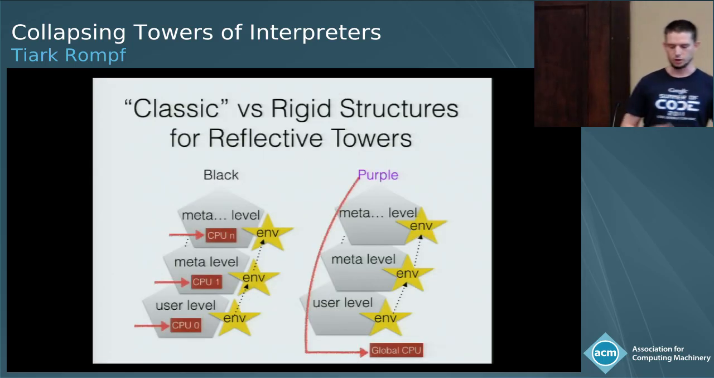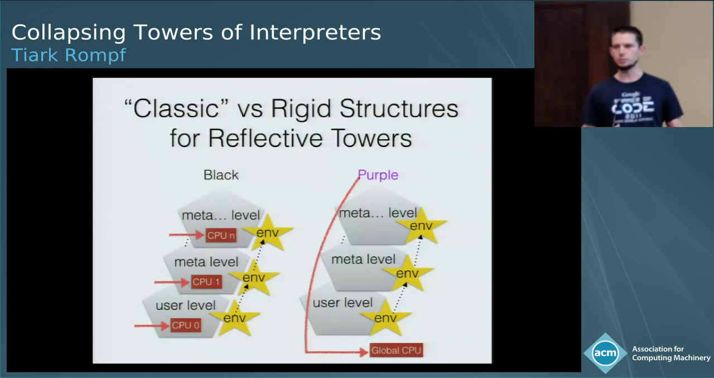And in order to make this work, we had to make some restrictions compared to Black. Where Black essentially simulates a separate CPU for every level of the tower, and it has separate environments, we only have separate environments, but we basically have one shared CPU that simulates the whole tower. And this allows us to do the compilation, because at every point we know what is the current semantics and with respect to what we should specialize.